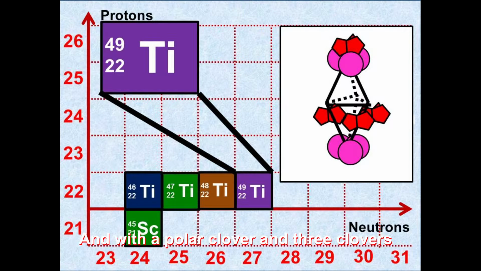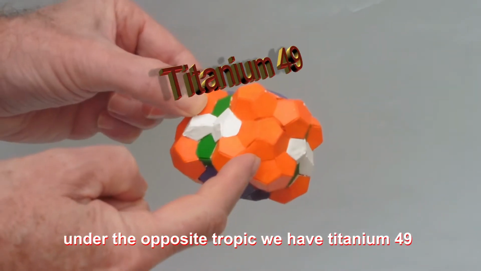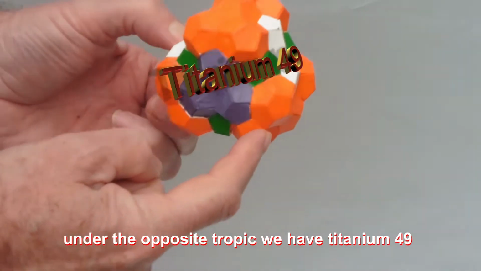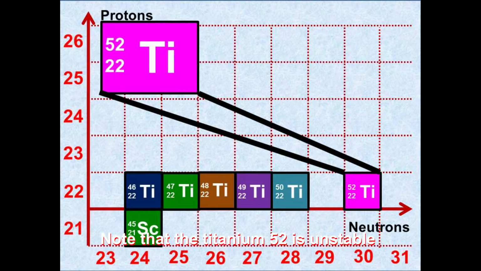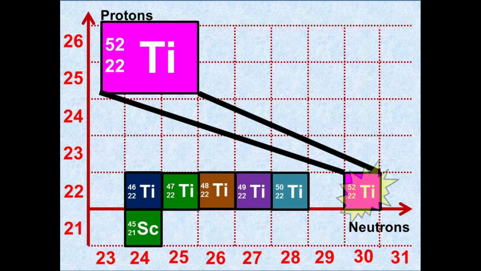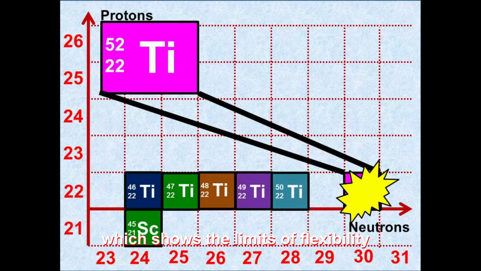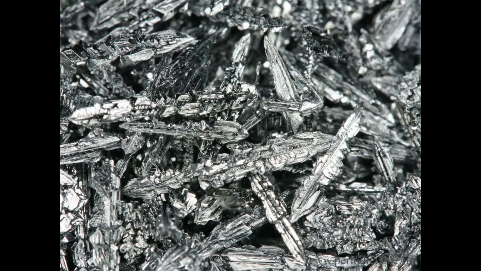And with a polar clover and 3 clovers under the opposite tropic we have Titanium-39. Note that the Titanium-52 is unstable, which shows the limits of flexibility of these morphologies.